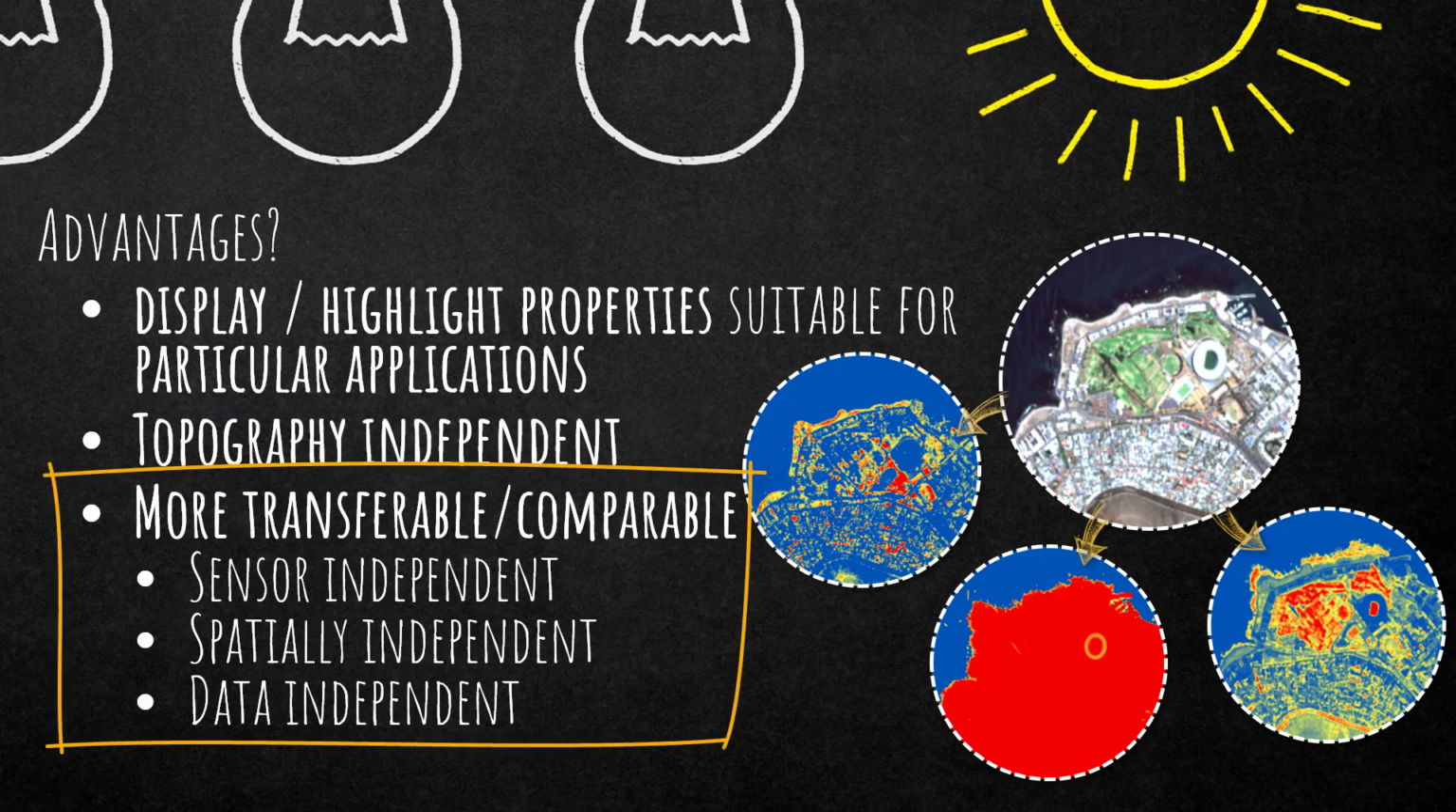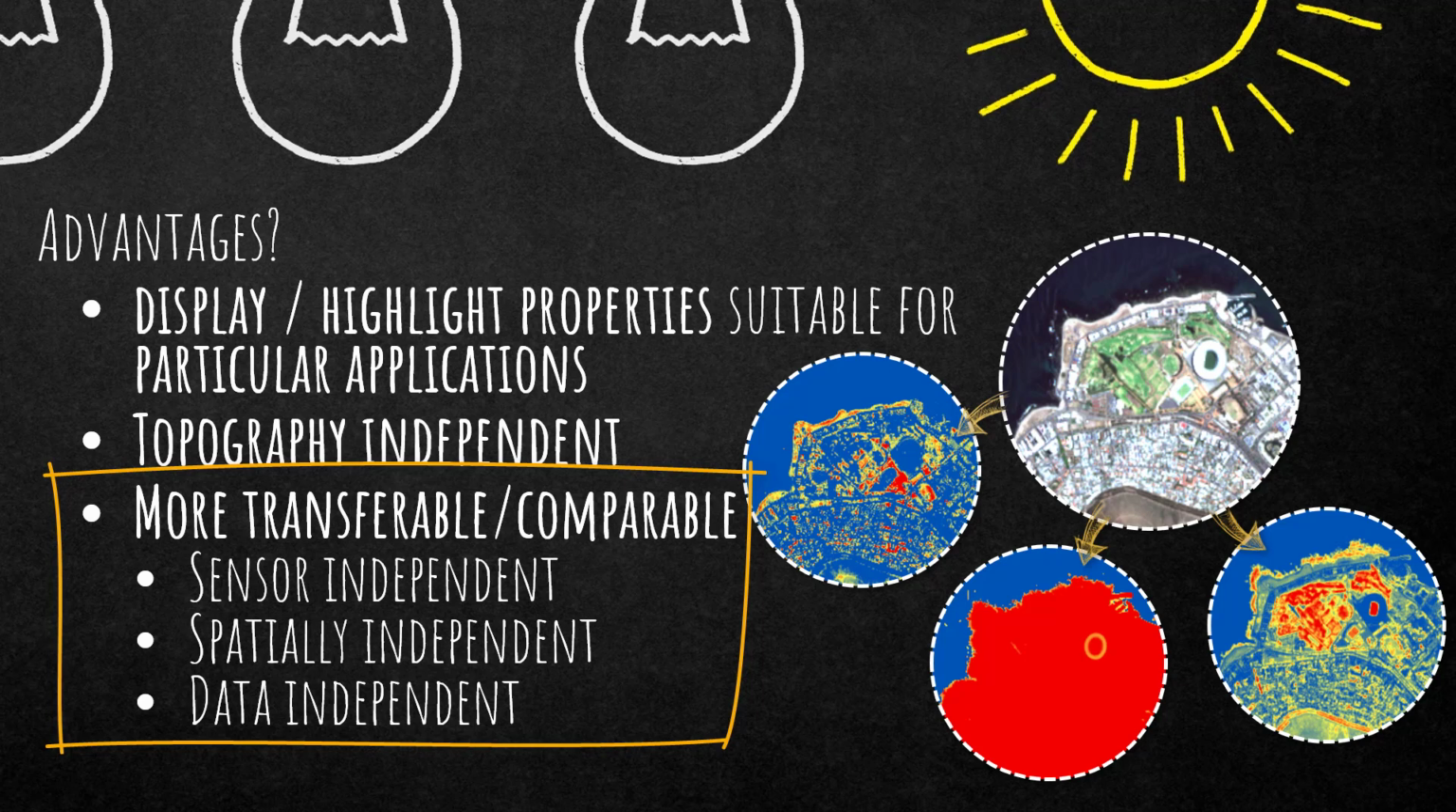Next point, more transferable, comparable. Here I listed three points that came to my mind: sensor independent, spatially independent, and data independent. What I mean by sensor independent is that if you have different sensors that have the same bandwidth that are needed to calculate indices, they are comparable, right? So if you, for example, calculate the NDVI of a Landsat image and one of Sentinel-2, this value is gonna be comparable. And also if you use a threshold for the NDVI, that's gonna be more transferable than a fixed threshold in the red band, for example.